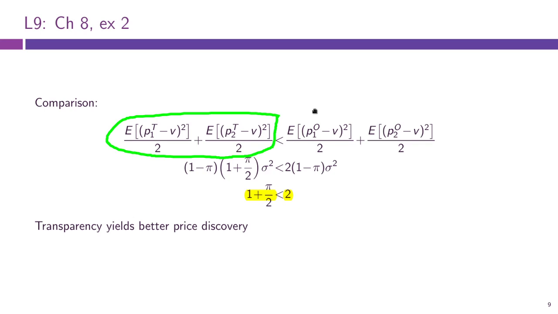So on the very surface level, this is a very intuitive result. You would think that transparency yields better price discovery, but as you saw, the computations actually are not 100% trivial, so they require dabbling in quite some algebra. So this concludes our exploration of this exercise.